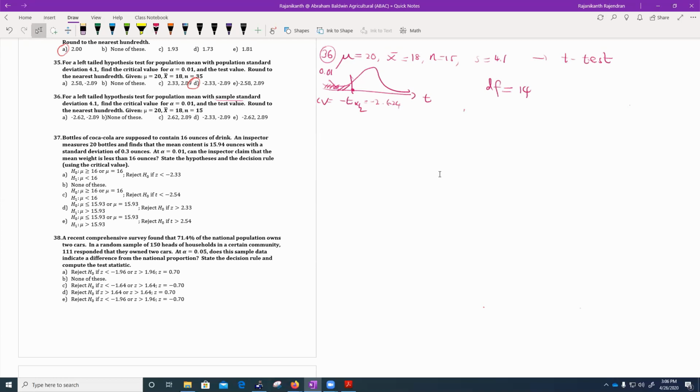To find the test value now, you have to use the t distribution: x bar minus mu over s over square root n. So x bar is now 18 minus mu is 20 over s, which is now 4.1, over square root of n, which is now 15. So simplify this answer. So you should get the test value there. I got that as negative 1.89. Please make sure that you are getting this number.